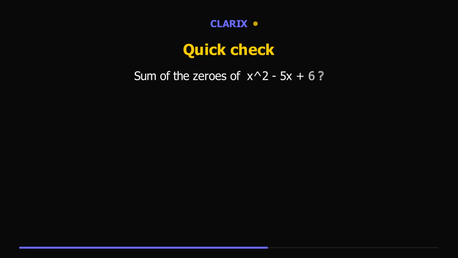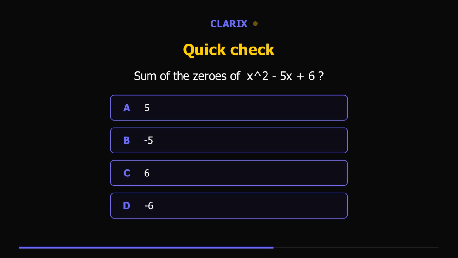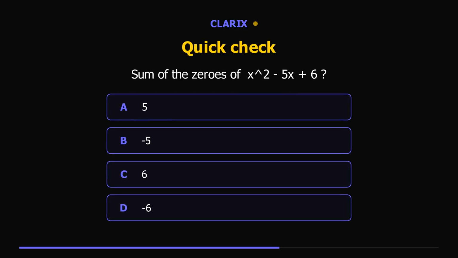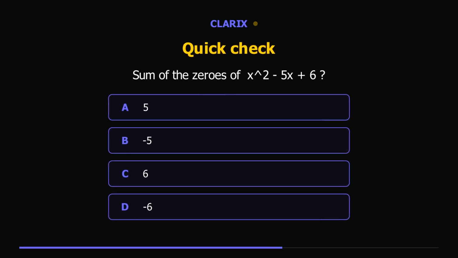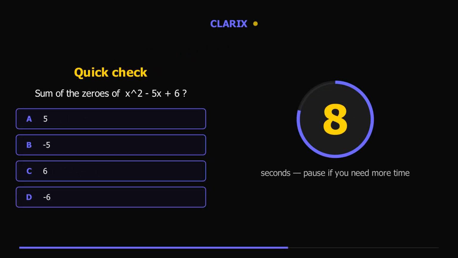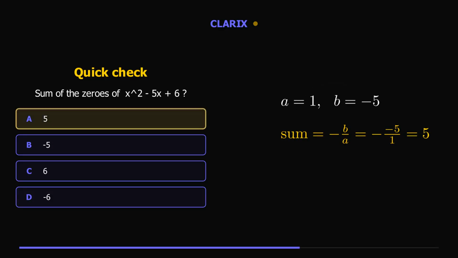Quick check. Use the rule, don't solve. For the quadratic x squared minus 5x plus 6, what is the sum of its zeros? A 5, B minus 5, C 6, or D minus 6. Remember, sum equals minus b over a. You have 10 seconds to solve this. Pause if you need more time. Here, a is 1 and b is minus 5, so the sum is minus b over a, that's minus minus 5 over 1, which is plus 5. Option A. Notice we never had to find the zeros at all. That's the power of the rule.